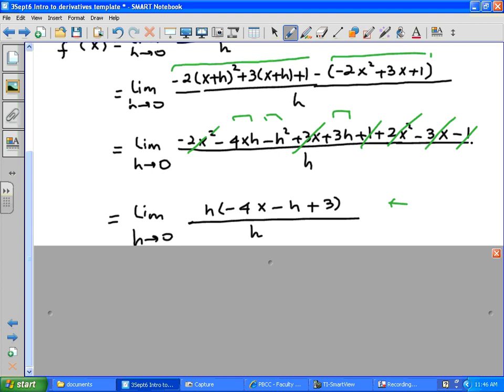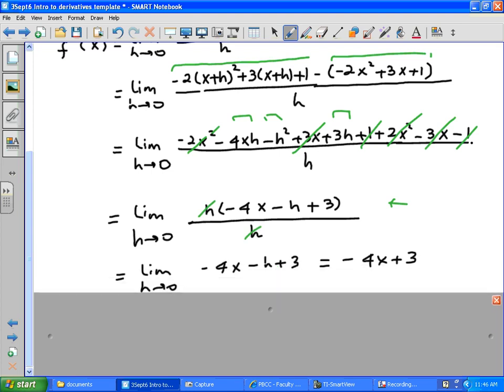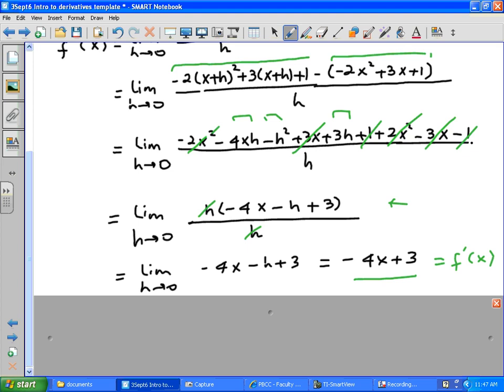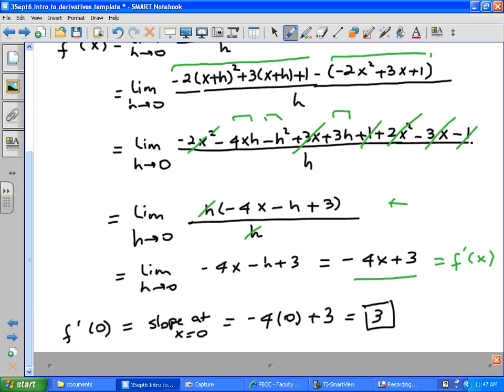Now we can cancel the h's as well. And finally, in the remaining expression, you can plug in 0 for h to take a limit as h goes to 0, and we are left with this answer. So once again, this represents the derivative at any point x. Since this question said, what is the slope of the tangent line at the point x equals 0, we're going to need to plug in 0 into that derivative. So we have negative 4 times 0 plus 3, which is equal to 3. So this is the slope of the tangent line.